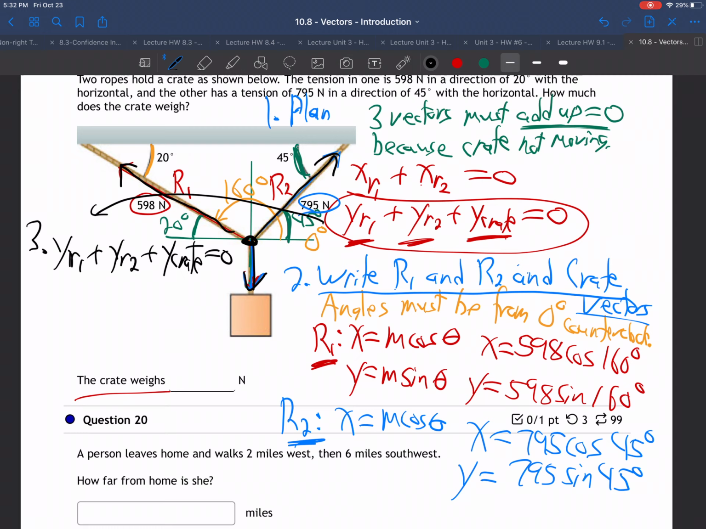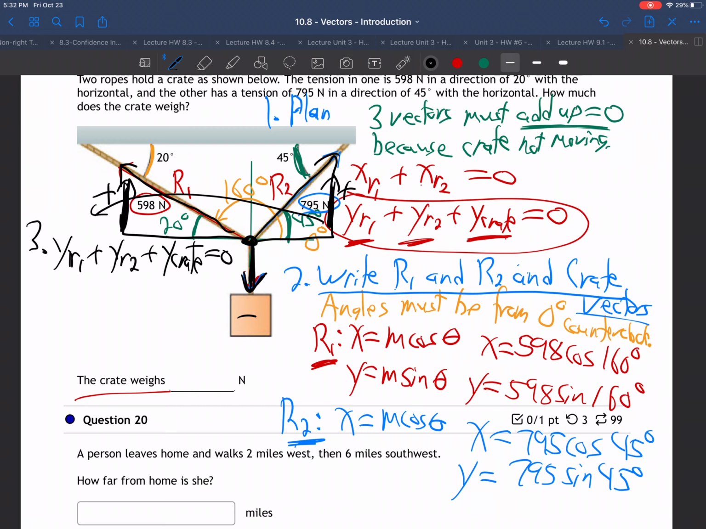Right? Rope 2 pulls to the right and up. Rope 1 pulls to the left and up. So they both pull up, and the crate pulls straight down. So the amount that rope 1 pulls up and the amount that rope 2 pulls up must equal the amount the crate pulls down. They must add up, in other words, to be 0. These are both going to be positive, and this guy is going to be a negative amount.